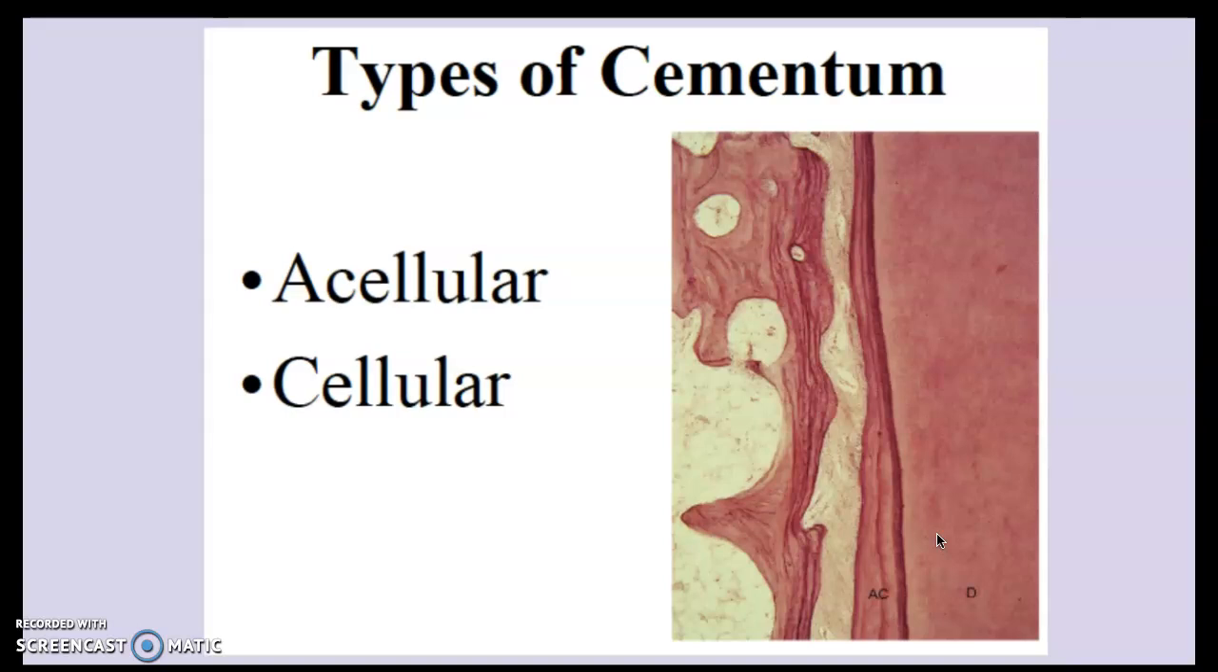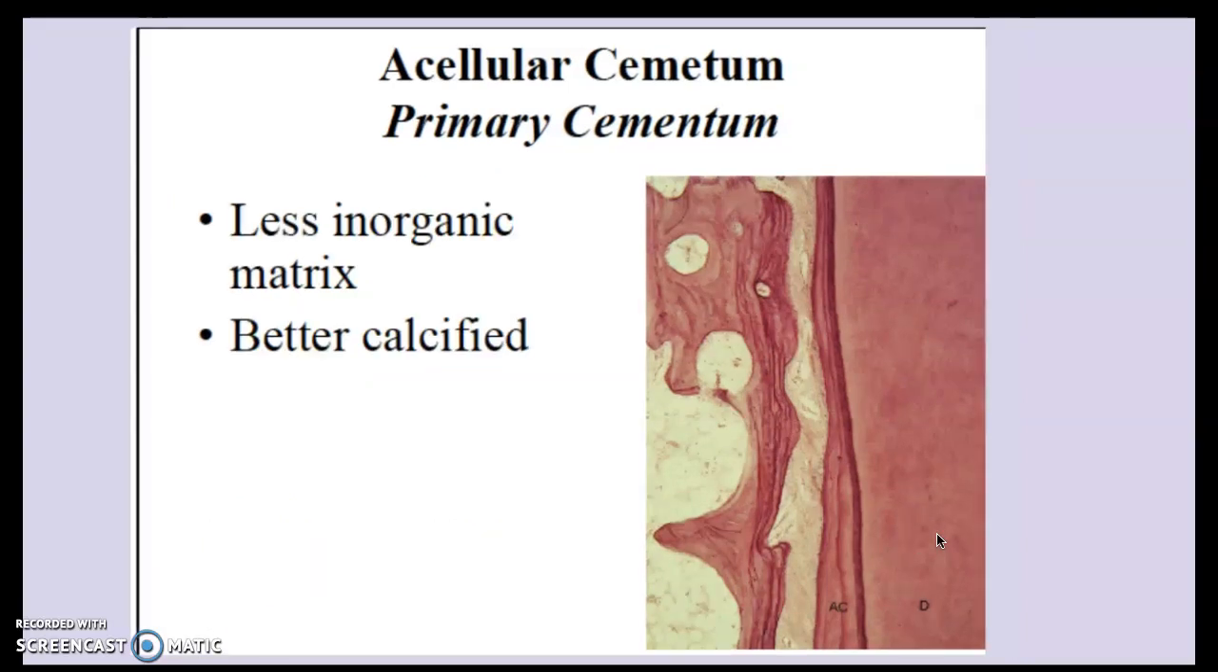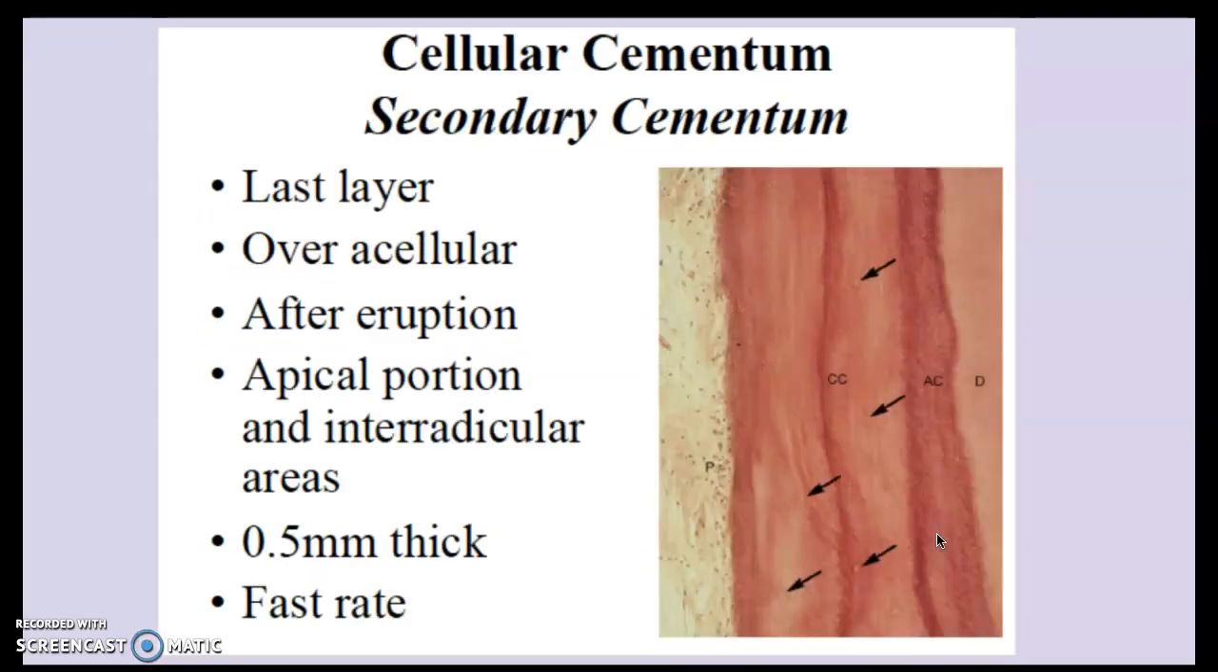There are two types of cementum. We have acellular and cellular. Acellular or primary is the first layer that happens before eruption. It goes at a very slow rate. It stays a constant width over time, and one layer covers that entire root. Many layers cover the cervical 1/3 to the 2/3, and it's about 0.1 millimeters thick. It has less organic matrix and it's better calcified.